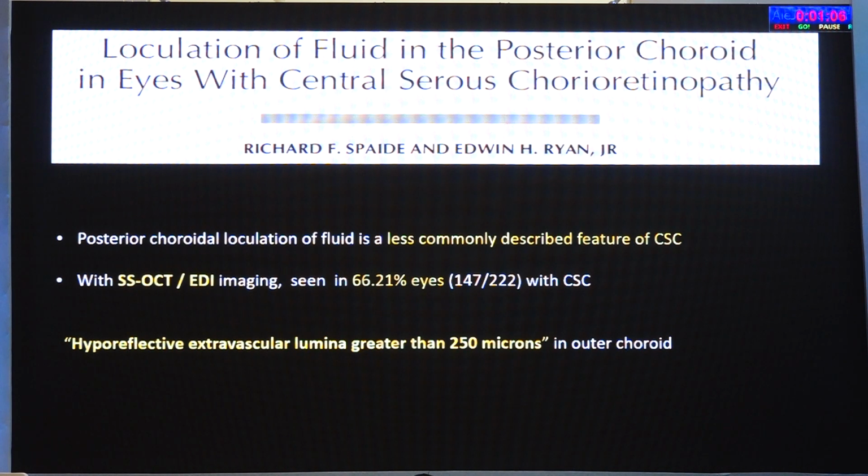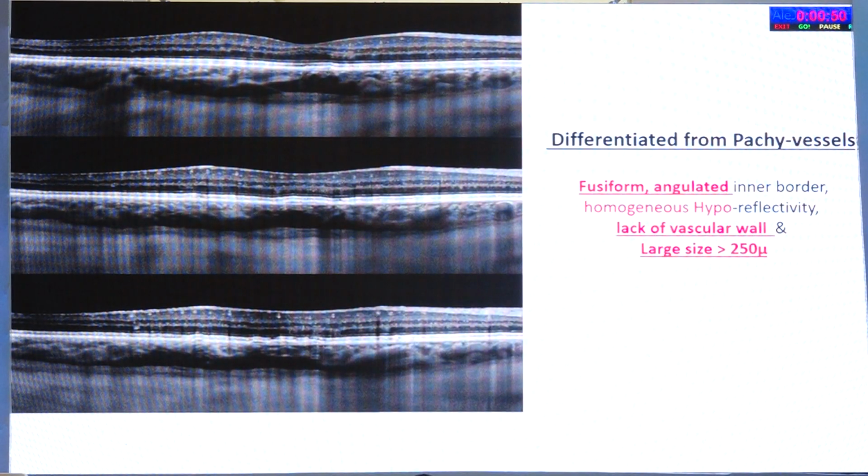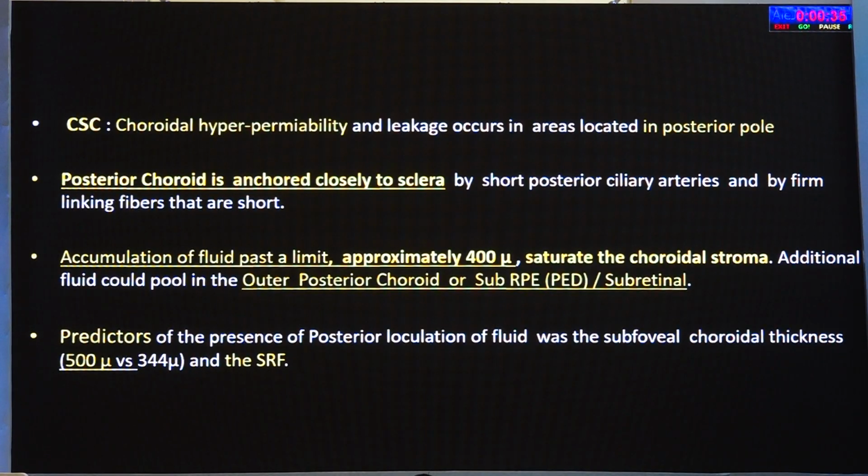This was described by Spaide and colleagues with swept source OCT as common as 60% of the cases with CSC have either a dissociated posterior choroidal fluid loculation or the fluid can interdigitate between the pachy vessels in the outer choroid. So it has to be differentiated from pachy vessels in a CSC. Here it is fusiform, angulated, and lacks a vascular wall, and is greater than 250 microns in greatest linear dimension. So this happens when choroid stroma is saturated beyond 400 to 500 microns, and beyond that amount of fluid accumulation in the choroid, it loculates in the outer posterior choroid as choroidal fluid loculation.